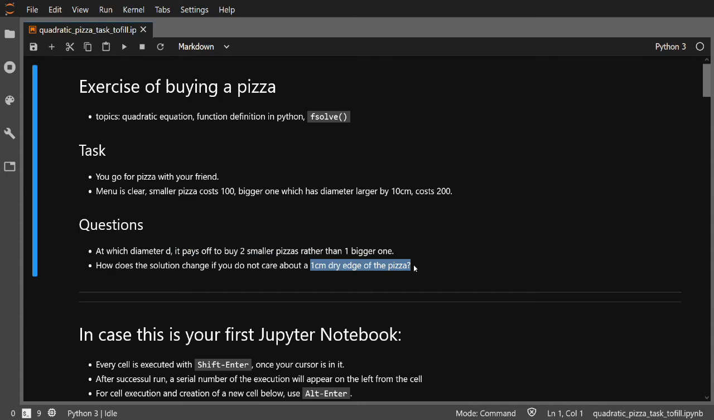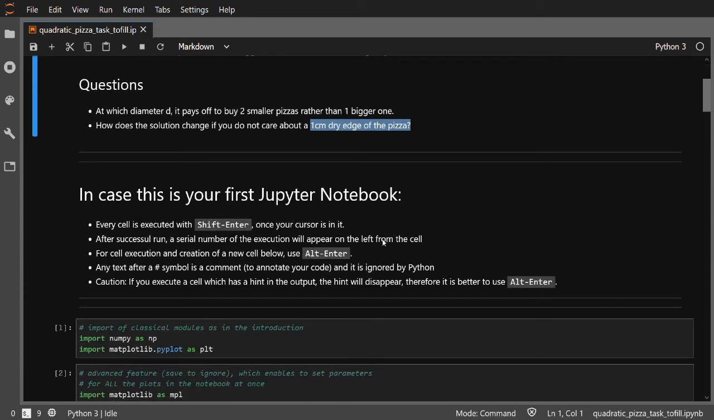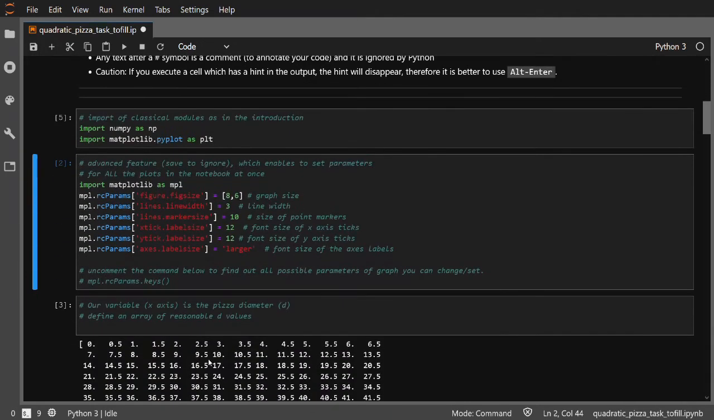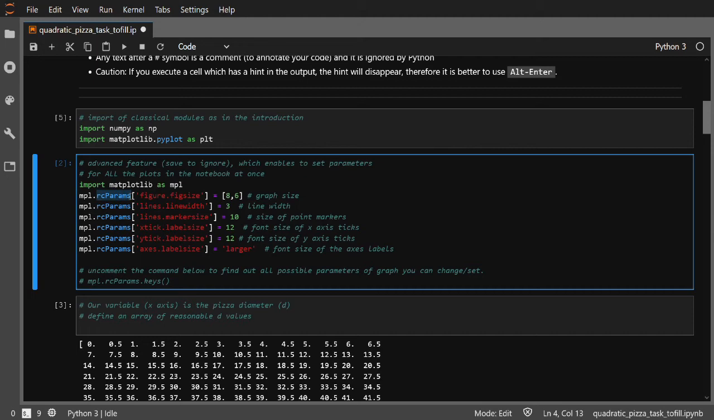I have already opened the notebook with the task which is to be filled, and which is also linked in the video description if you would like to fill it by yourself. Typical modules, as in the introductory notebook, are already imported here: numerical Python, NumPy as np, and matplotlib pyplot for plotting graphs as plt. One advanced feature, which is not essential for our problem at hand, but for your information, rcParams enables me to set parameters for all the plots in the notebook at once, so globally.